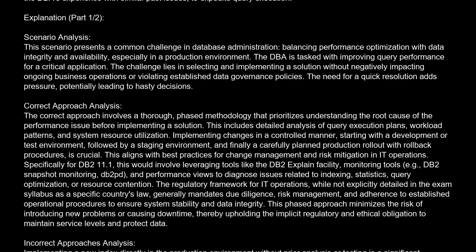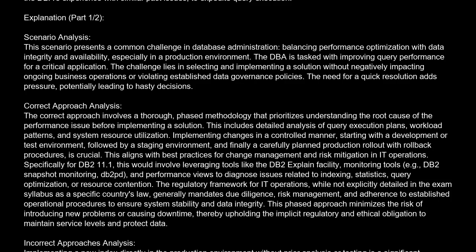Correct approach analysis. The correct approach involves a thorough, phased methodology that prioritizes understanding the root cause of the performance issue before implementing a solution. This includes detailed analysis of query execution plans, workload patterns, and system resource utilization. Implementing changes in a controlled manner, starting with a development or test environment, followed by a staging environment, and finally a carefully planned production rollout with rollback procedures, is crucial.